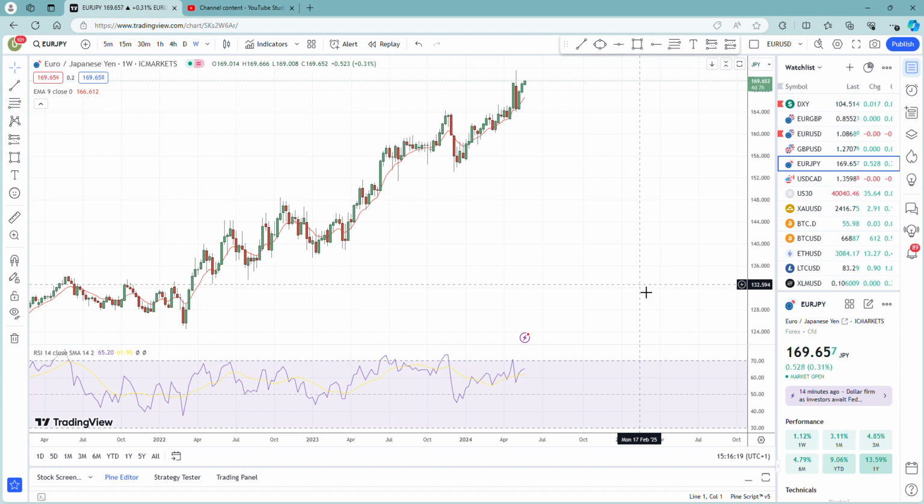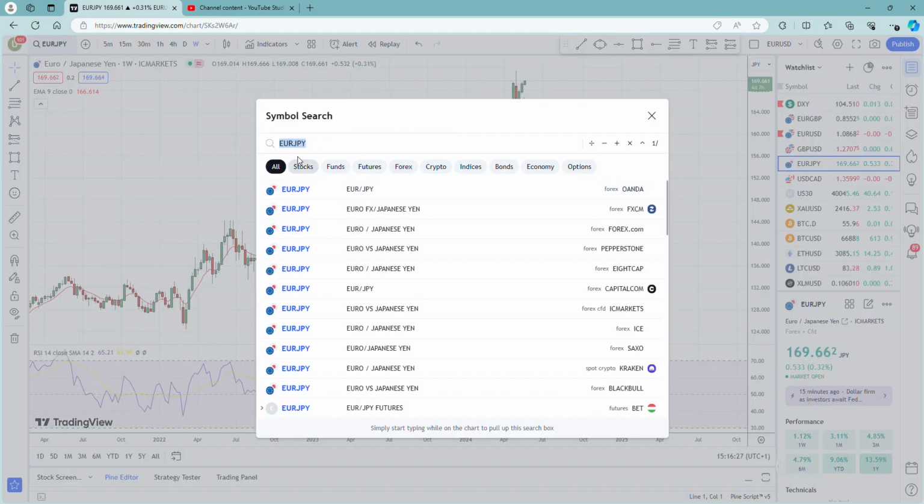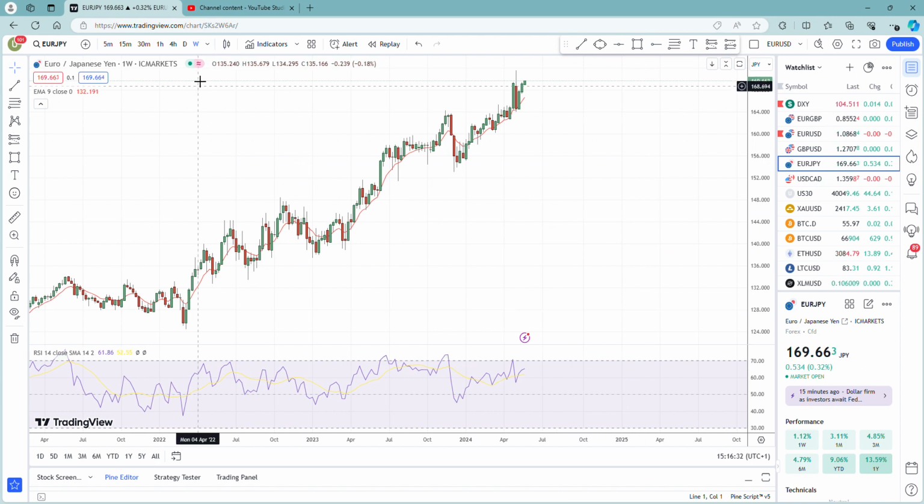So first of all, you go on to tradingview.com, top left corner, EURJPY, find the broker you trade with. I'm with IC Markets. You always start on the weekly time frame. You want to track the price from the weekly all the way to the entry time frame. So we'll start on the weekly.